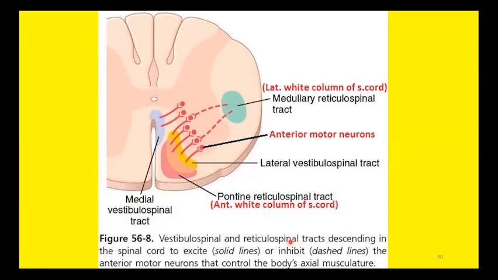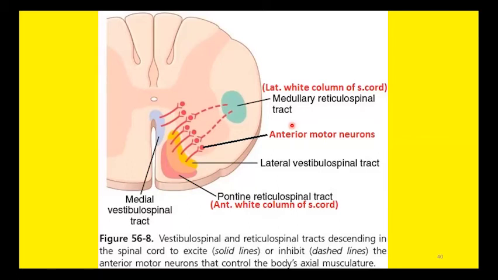Here you can see the cross section of the spinal cord. The outer portion of the spinal cord is the white matter, and enclosed within the white matter is the butterfly-shaped gray matter region. These are the horns of the gray matter, the dorsal horn, and these are the ventral or the anterior horn. And this is the commissure which connects the gray matter region of the right side to the left side.